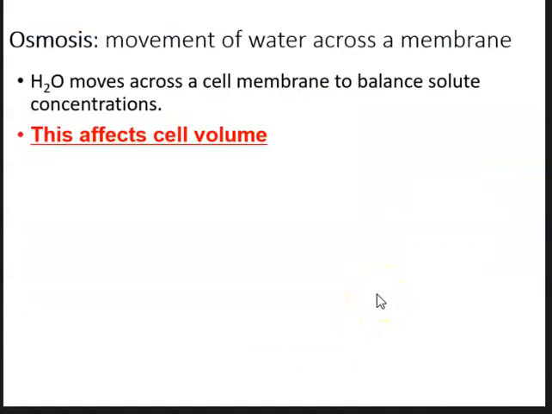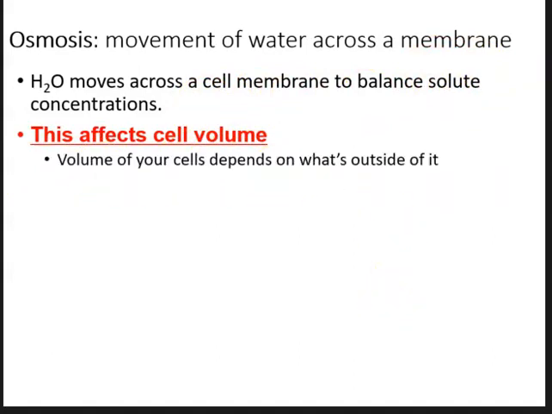So again, osmosis is the movement of water across a membrane. H2O, or water molecules, will move across the cell membrane to balance solute concentrations, or concentrations of stuff, of molecules. And of course, this affects cell volume. And then the volume of your cells will depend on what's outside of it.